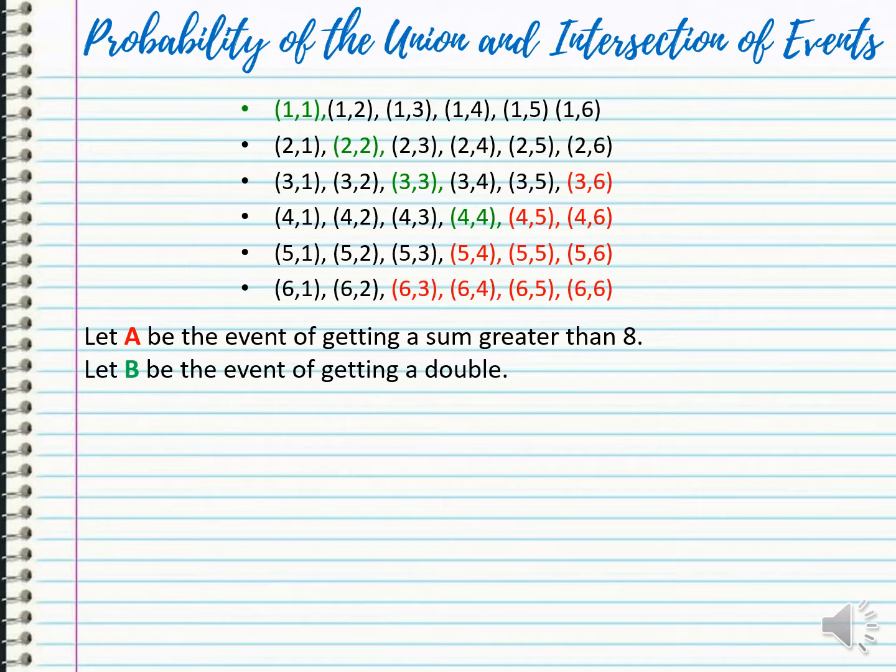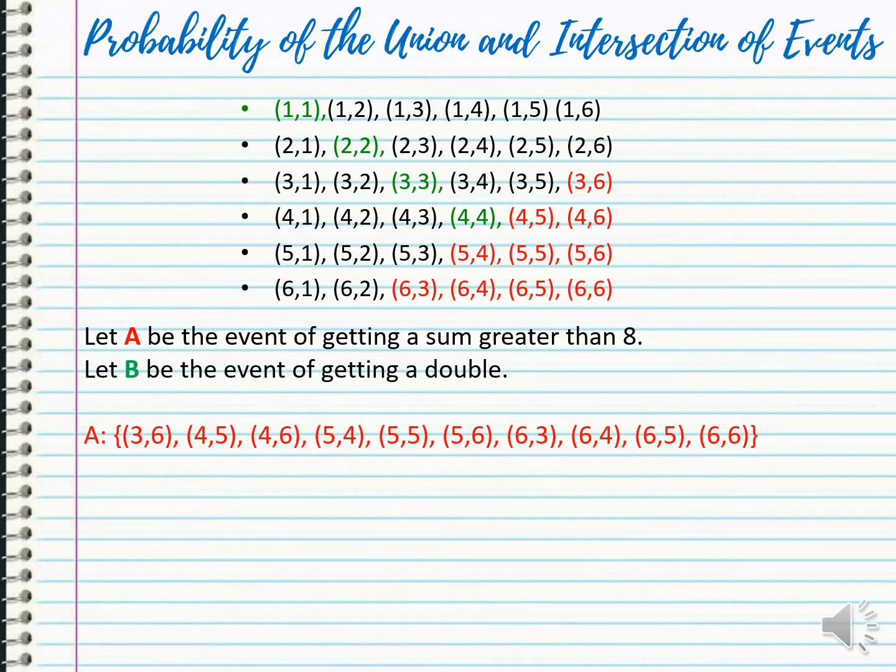We have 3 6, 4 5, 4 6, 5 4, 5 5, 5 6, 6 3, 6 4, 6 5, and 6 6. Now we have event B, which is 1 1, 2 2, 3 3, 4 4, 5 5, and 6 6.